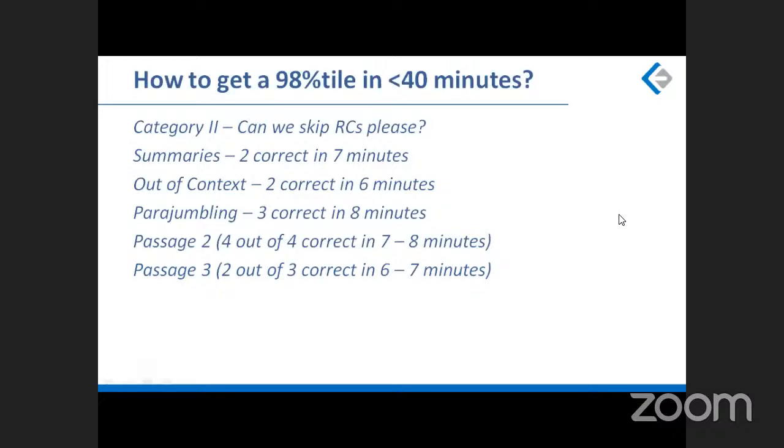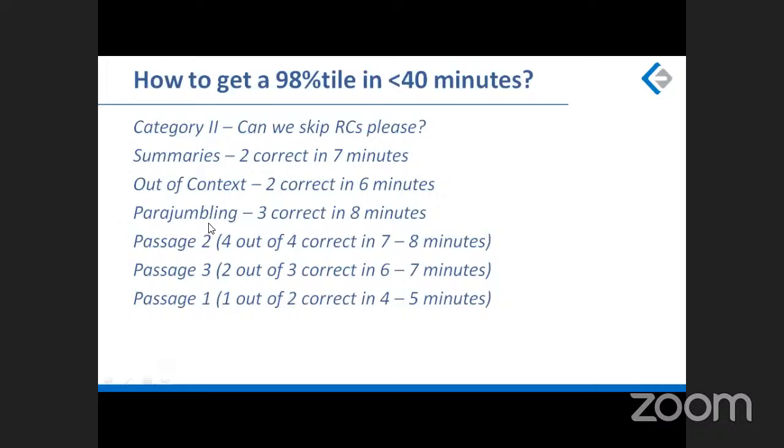I want 2 correct. Out of context, 2 correct in 6 minutes. Why? Because you decided to not spend so much time on RC. So obviously you have to get me out of context correct. Wait, sorry. Then I'll go to parajumbling.